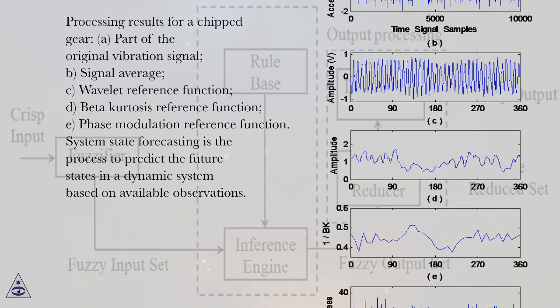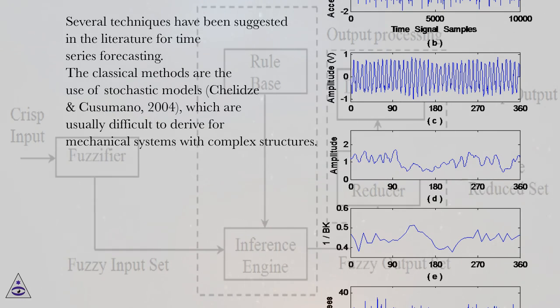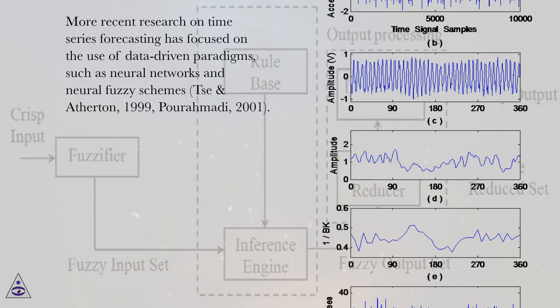System state forecasting is the process of predicting the future states in a dynamic system based on available observations. Several techniques have been suggested in the literature for time series forecasting. The classical methods are the use of stochastic models, Gilad and Kusumano, 2004, which are usually difficult to derive for mechanical systems with complex structures. More recent research on time series forecasting has focused on the use of data-driven paradigms, such as neural networks and neural fuzzy schemes, C. and Atherton, 1999, Poromity, 2001.